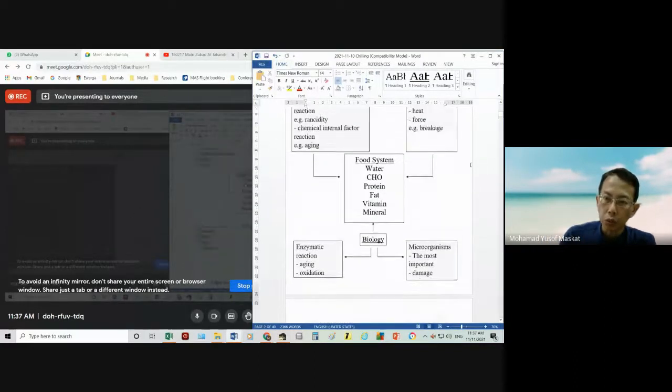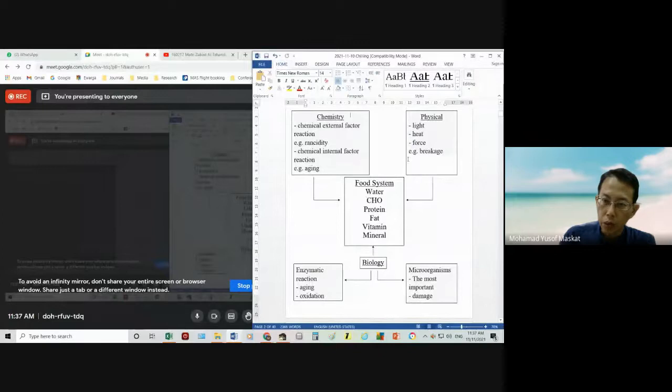So when we understand this, because we have the food system and all these external threat factors trying to degrade our food system, what is our approach to food preservation? What we do is stop this, and stop this, and stop this, and our food will have a longer shelf life. So that is the approach.